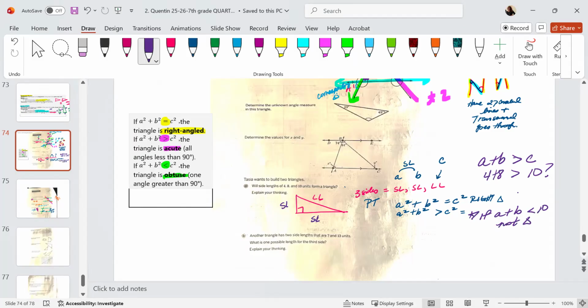Wait, I got a question. What if the triangle's like 20 and 30? That's only two sides. What's the other side? You need to have three sides. Like 20, 20, and 30. 20 plus 20 is 40. That's bigger than 30, so it's a triangle. So to be a triangle, A plus B has to be bigger than C. If A and B is not bigger than C, then it's not a triangle.